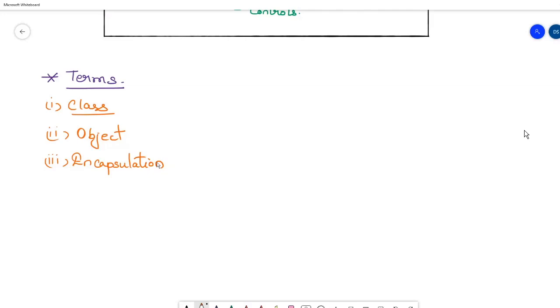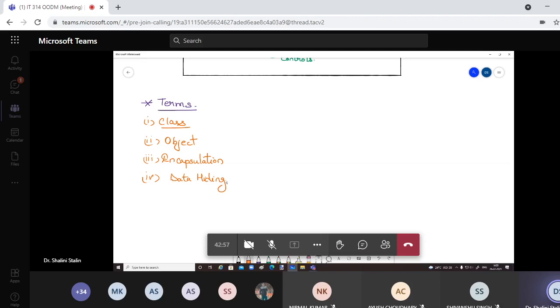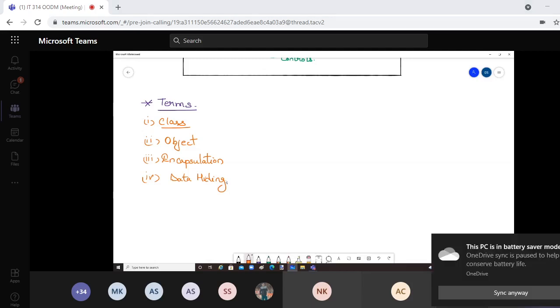Now the next term which is important is data hiding. When we are declaring and designing a class, we'll design it in such a way that its data can be accessed only by its class methods. While declaring data and having encapsulation, we have to make sure that, while working on data hiding, data can be accessed only by its class method.